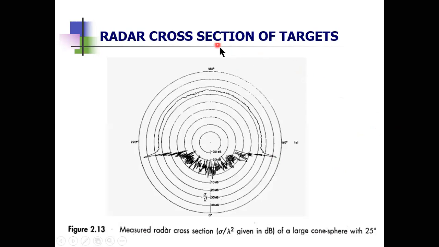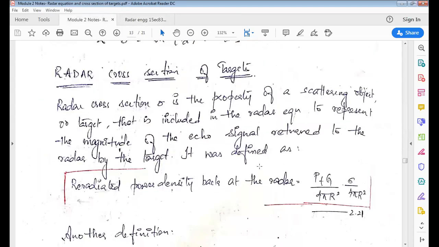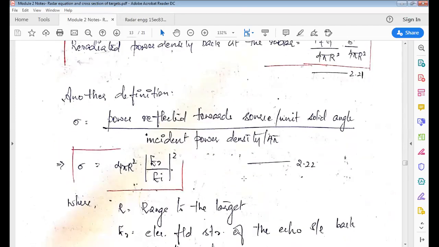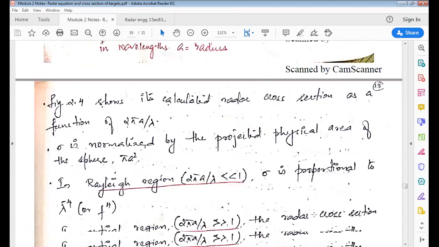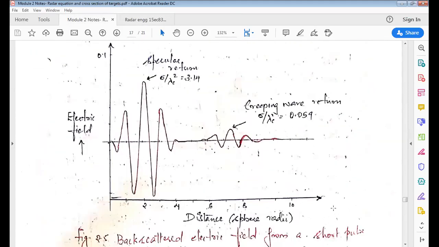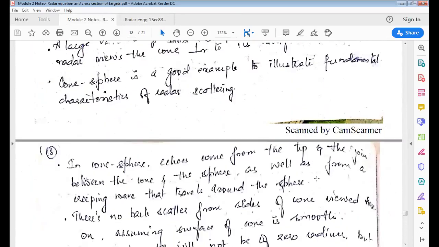I'll just show you. I've written all these things in notes again. In the previous year, this question was not asked, but yes, this is important. And when this is asked, you should write about the two simple targets and the graphs related to them. This was the question which I showed, related to the previous topics. In the notes I've written the radar cross section of targets with detailed explanation of all these areas, then the explanation of the sphere with the graph and the three regions, the specular return and creeping wave, and then the cone sphere and the figure. Written in detail, just go through it.